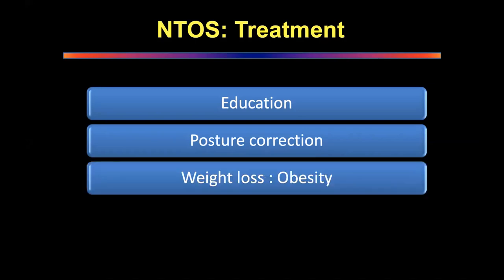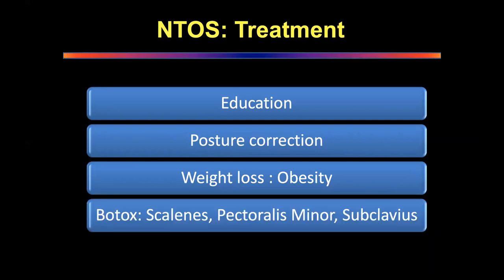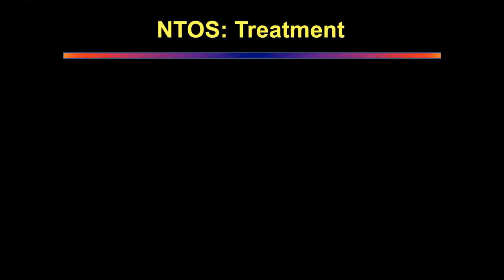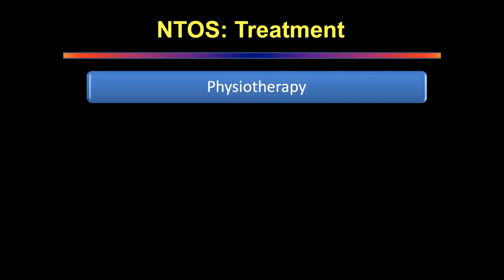Sometimes in heavily overweight patients, you advise weight loss, because losing the weight will reduce the fat within that area and make the joints more supple and more mobile. So you've got to get the patient to exercise. And there is a role for Botox injection of the scalene muscles, pectoralis minor muscles, and the subclavius muscles. I'll talk more in detail about this in a minute. But what you're trying to do is relax these muscles so that the contraction goes away. Okay. But the mainstay of treatment of neurological thoracic outlet syndrome is physiotherapy.